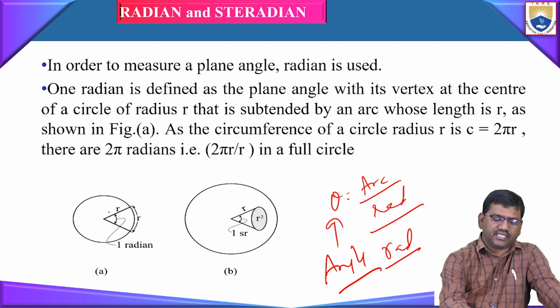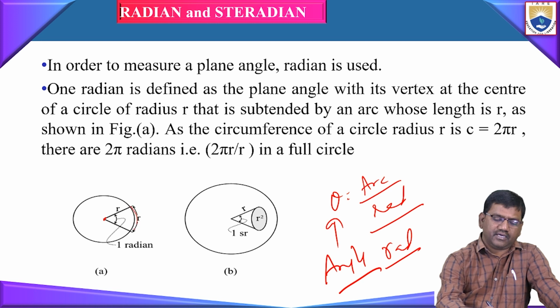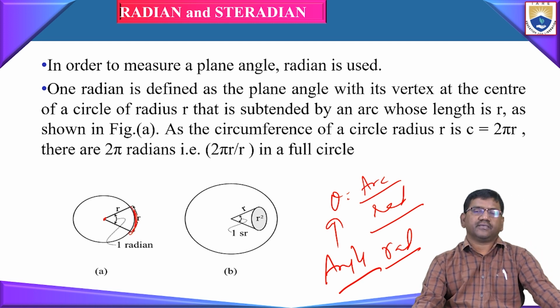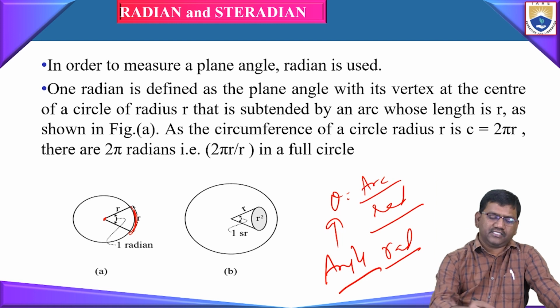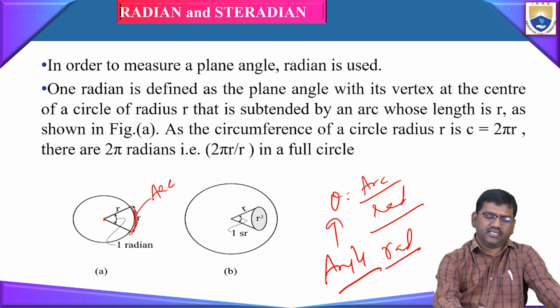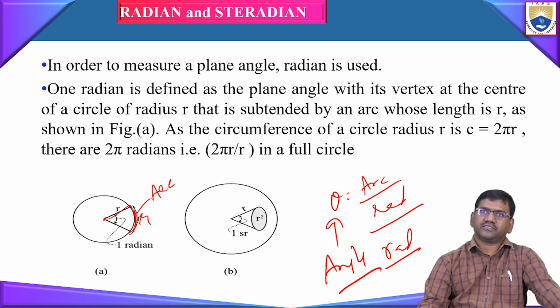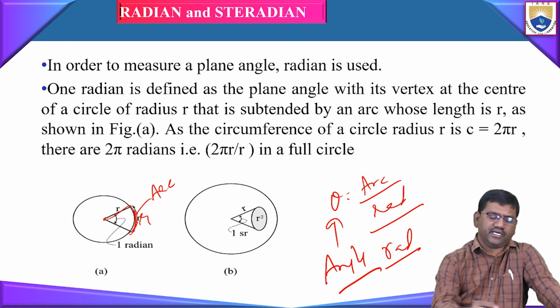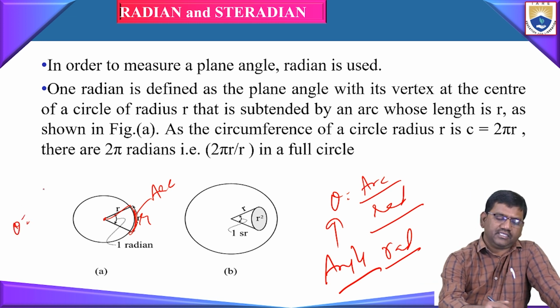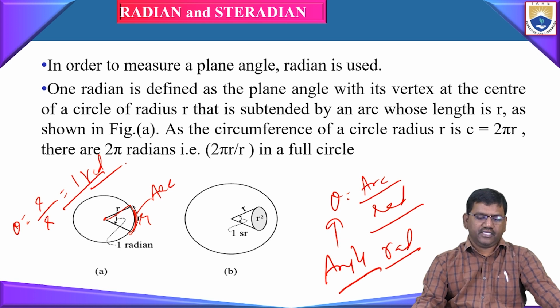So here there is a circle, and this is the center. Some angle is subtended on the circle. Let us define this as an arc of the circle whose length is r. Let us assume the radius of the circle is r. We know that theta is equal to arc by radius. So theta is equal to arc length r divided by radius r, which is equal to 1. So this is 1 radian.